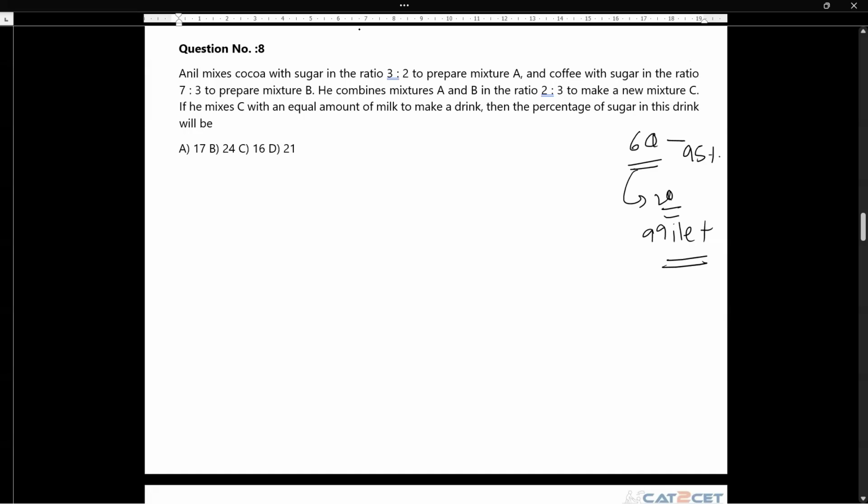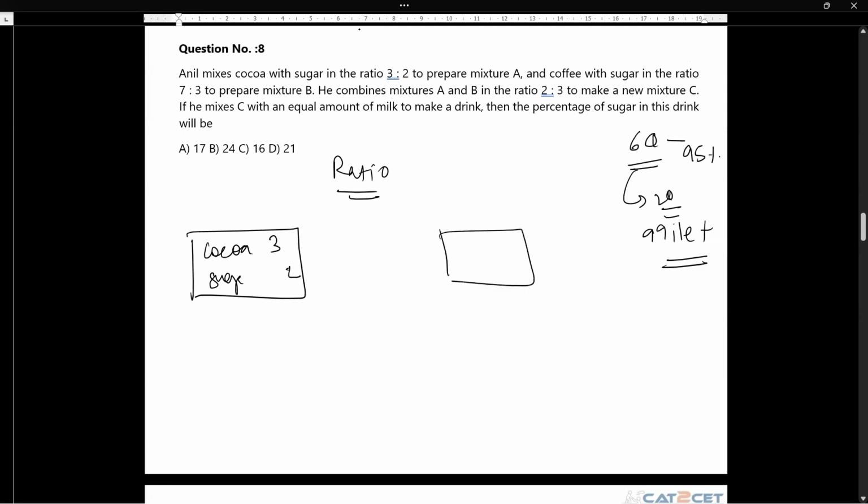So this is again a ratio question. For this, you need to understand mixing. How does it work when two ratios get mixed, how this is done. So cocoa and sugar is 3:2, and we know another mixture in that, coffee to sugar is 7:3. And these both the mixtures, mixture A and mixture B, are in ratio 2:3.